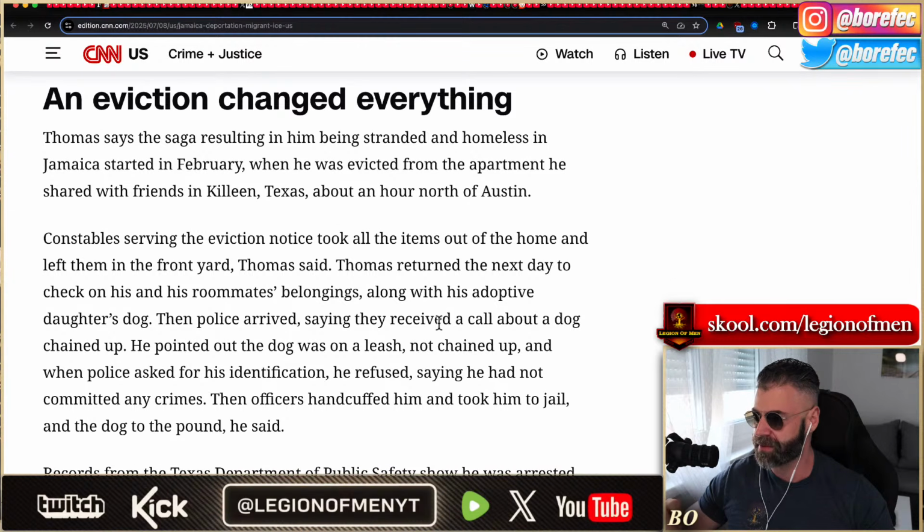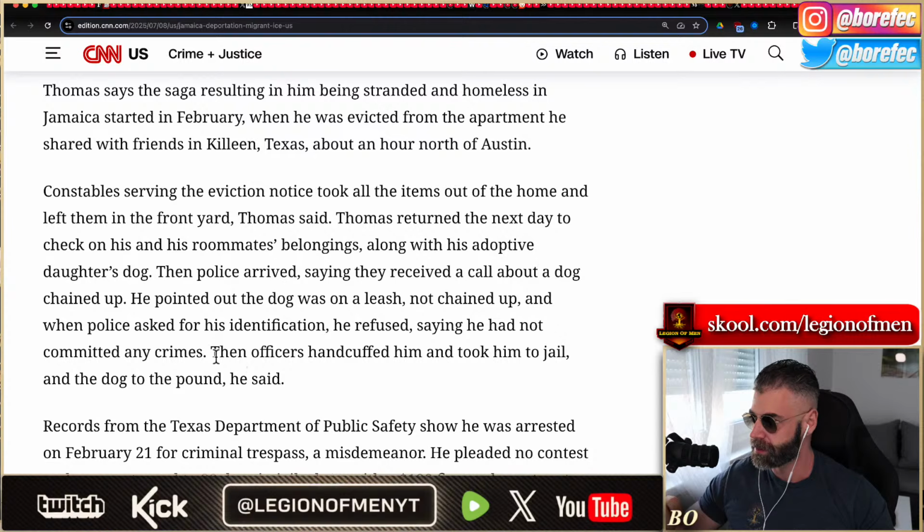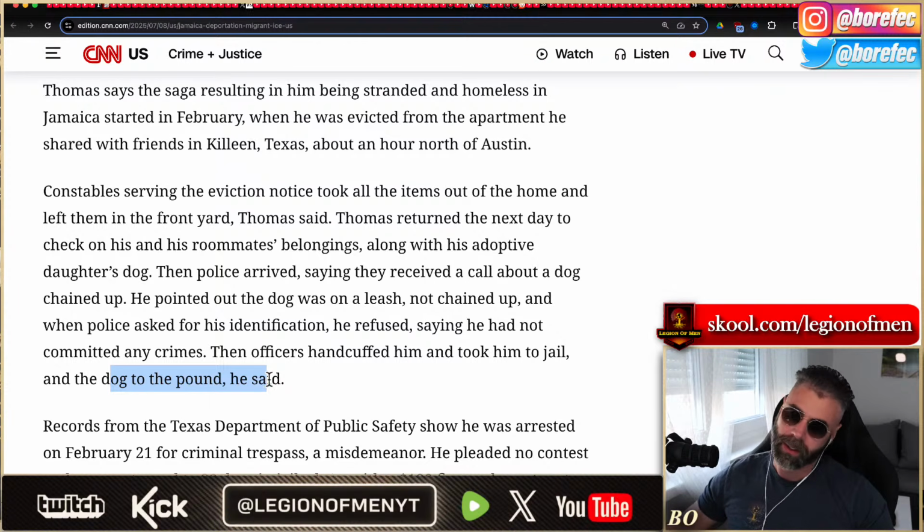Then police arrived, saying they received a call about a dog chained up. And he chains up dogs. He pointed out that the dog was on a leash, not chained up. And when police asked for his ID, he refused, saying he had not committed any crimes. Oh my God. You should have just complied and showed a simple ID. The officers handcuffed him and took him to jail. And the dog to the dog pound. Even the dog got arrested, bro.